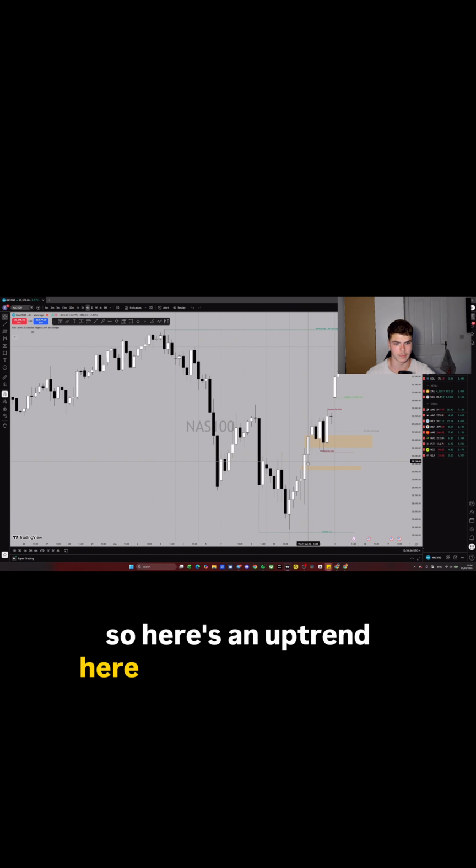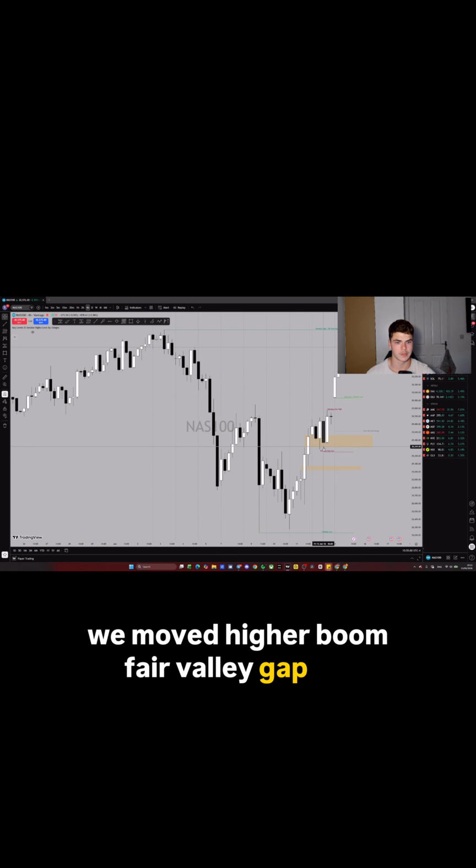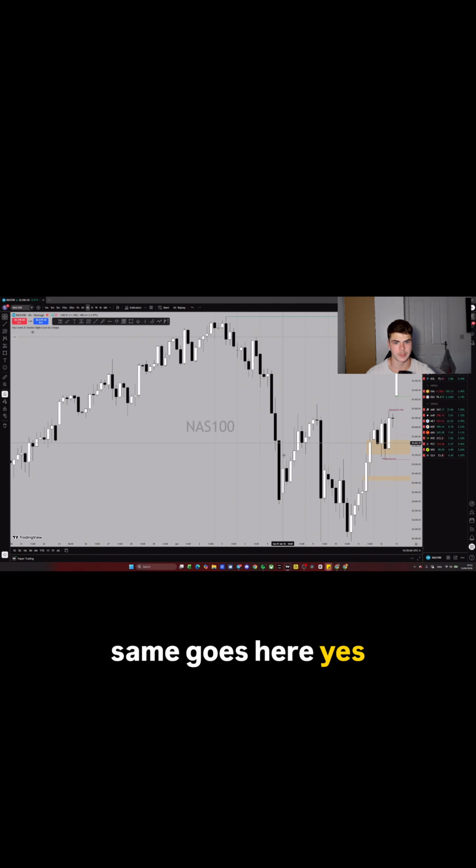So here's an uptrend, here we got our break of structure. We moved higher, boom, fair value gap, we tapped into this fair value gap, and continued our move up. Same goes here. Yes, we are in a bullish trend right here. We are in a pullback phase.